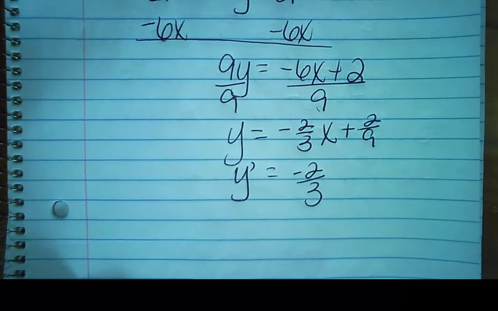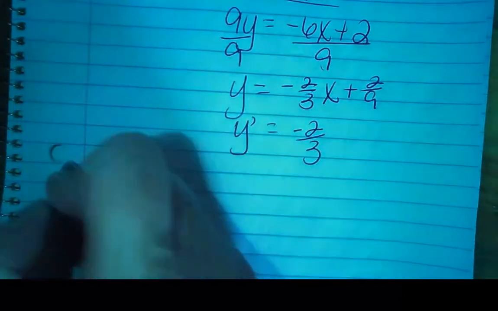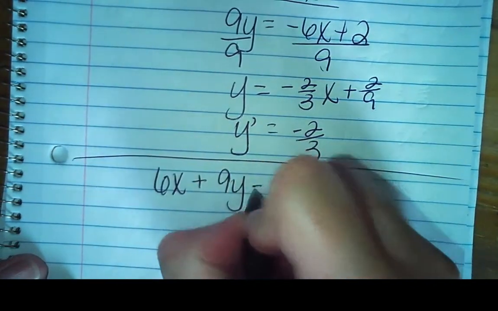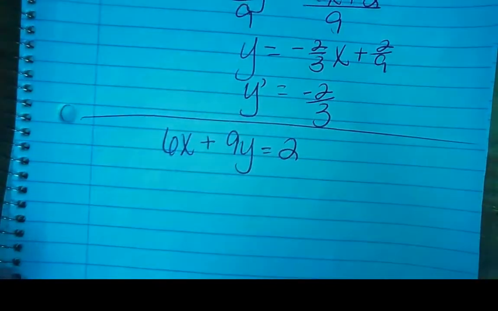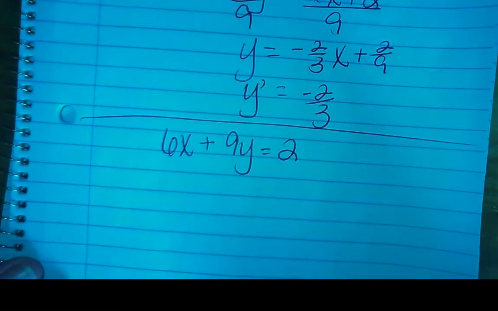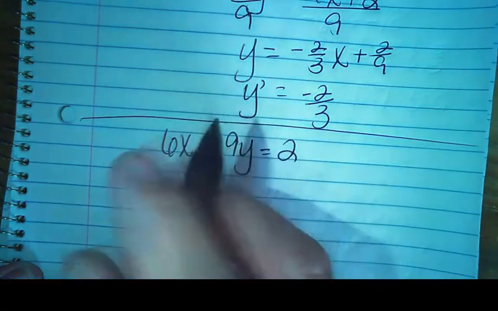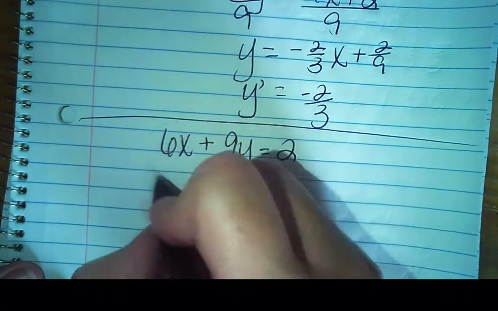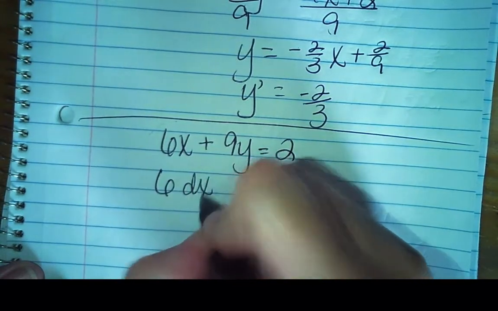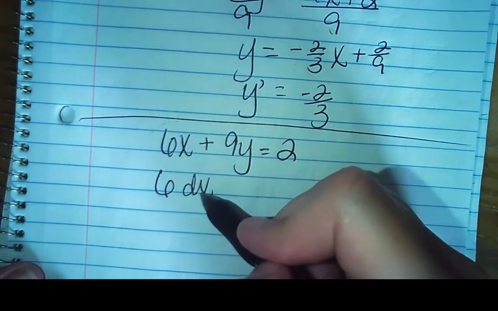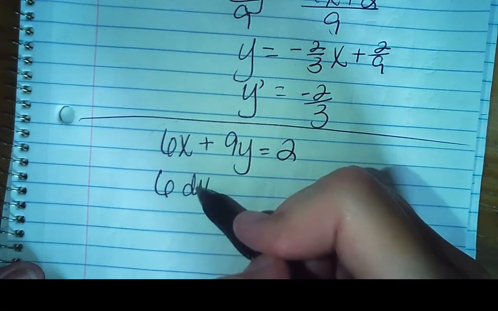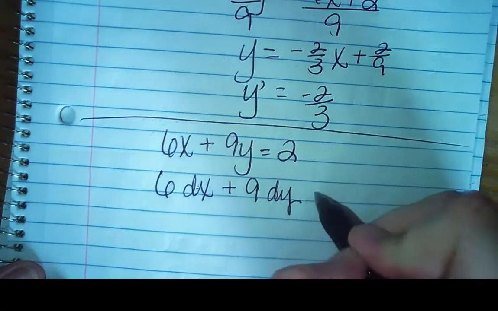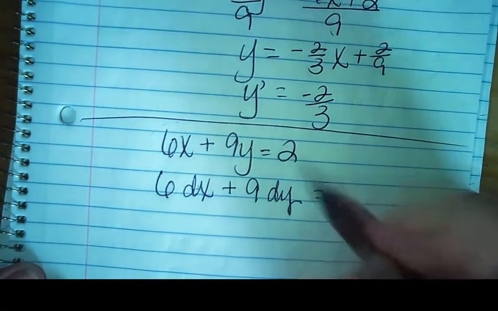Now we want to implicitly take the derivative of this function, which means leave it where you have not solved for y. Okay, so the first thing that I want to do is take these derivatives. So the derivative of 6x is 6 dx. So you put the dx because you took the derivative of x. Plus, what's the derivative of 9y? It's 9 dy.